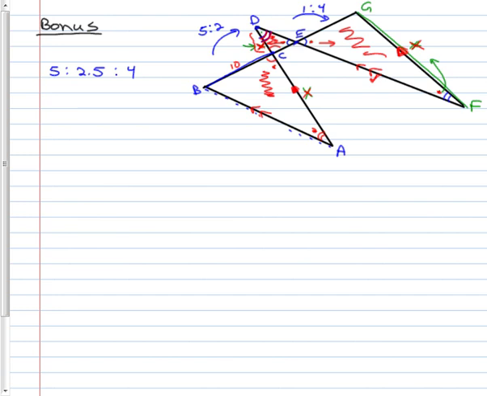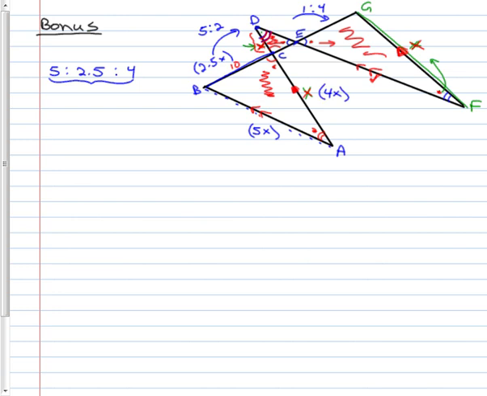So let's see if we can figure out that x in the first triangle. Now they have told us in this first triangle we have a ratio of sides of 5 to 2.5 to 4. And the longest side was AB, that would be the 5x. And our 2.5, the shortest, that would be this one, the 2.5x. And then the 4 over here.